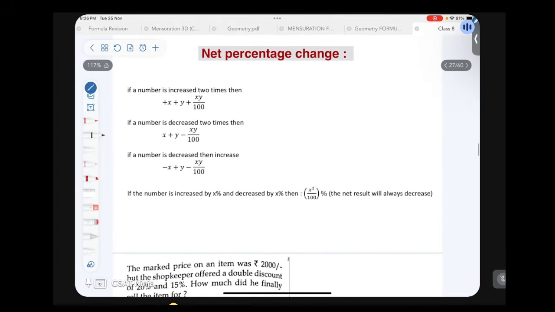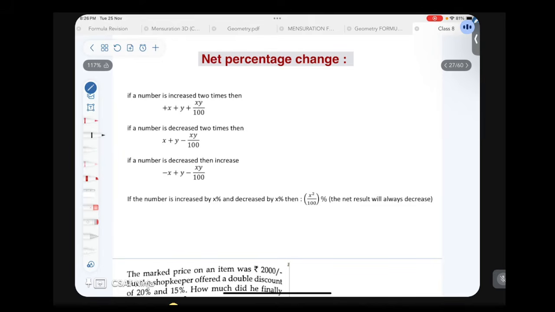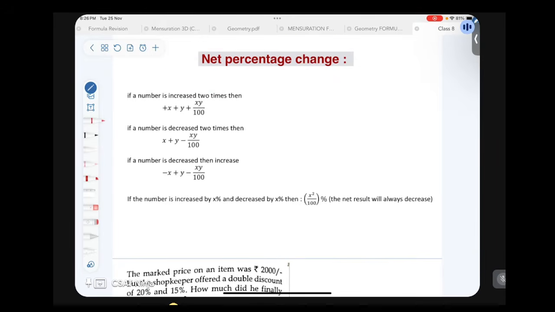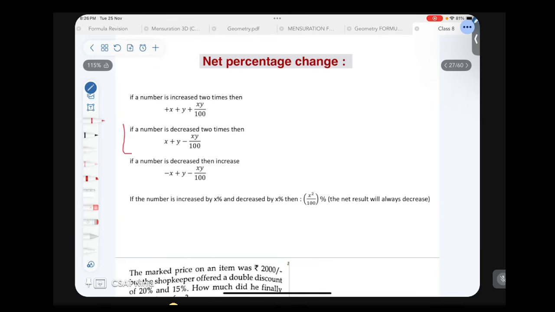Okay. The next is the net percentage change. This is from this topic. There's one formula that is very much important, which is this one. Formula number 2. This is the most important formula. Why? Because this is the discount formula.